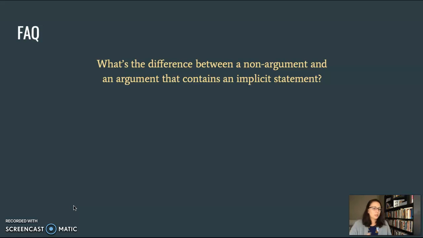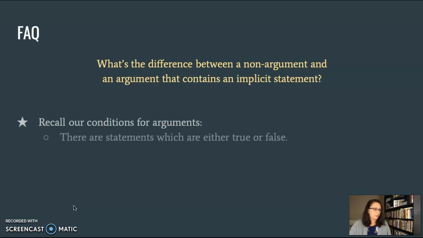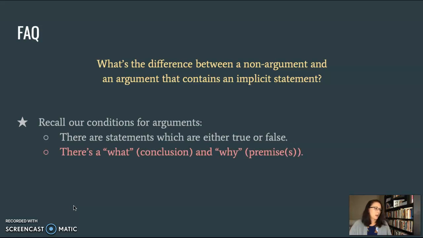So, in order to answer this, I wanted to have us recall what we talked about when we looked for what is involved in an argument. And we talked about three different conditions, really. The first one is that there need to be statements which are either true or false. The second one, which I'll come back to in just a moment, is that there's a what, meaning a conclusion, and a why, meaning a premise. And then finally, there needs to be some sort of inferential claim. So all three of those things need to be happening in order for us to actually have an argument.